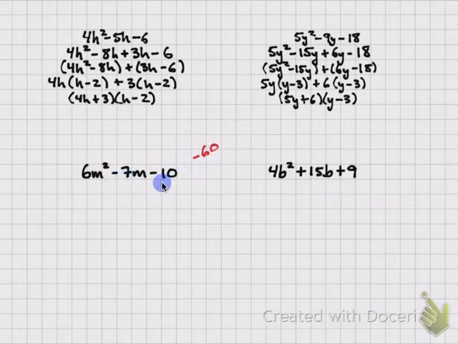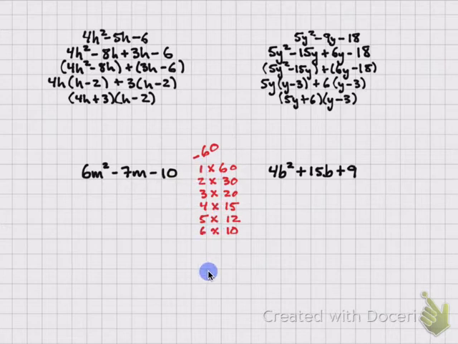So I'm going to write down the factors of 60 real quick. I think we've got 1 times 60, 2 times 30, 3 times 20, 4 times 15, 5 times 12, and 6 times 10. Of course, if these are going to multiply to give negative 60, in each of these pairs, one will be positive and one will be negative.